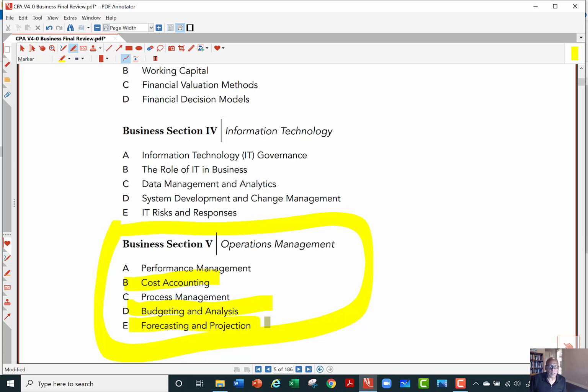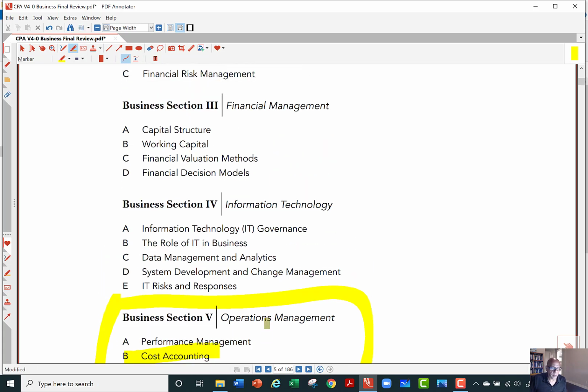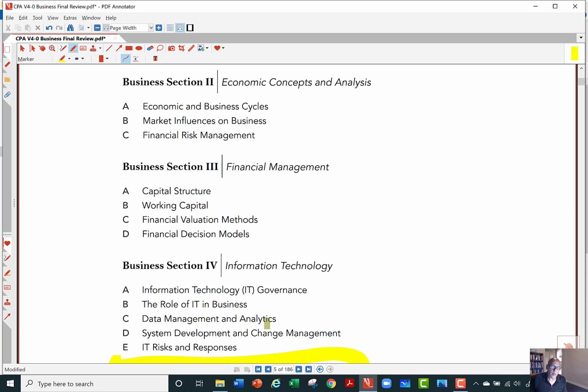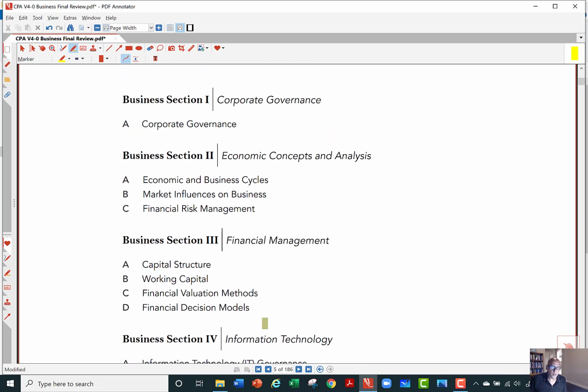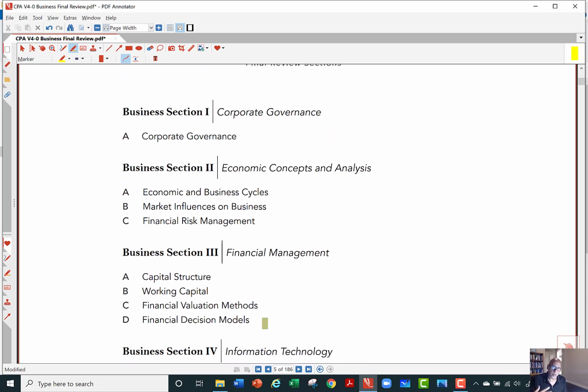We talked about information technology in our last class, and some of these other areas. There were quite a bit of flashcards that we talked about during the course. So of course you need to make sure that you have the flashcards around this, and then, as I mentioned, make sure you're working all of the multiple choice questions and task-based simulations in your final review.